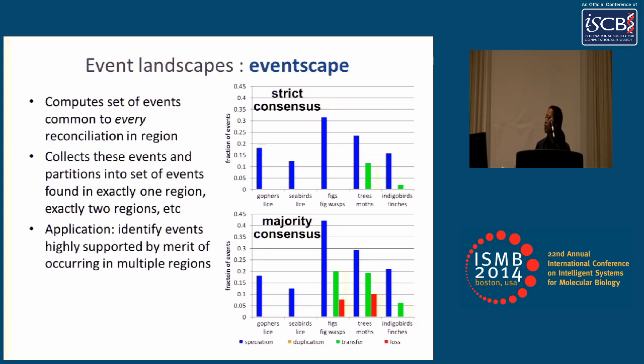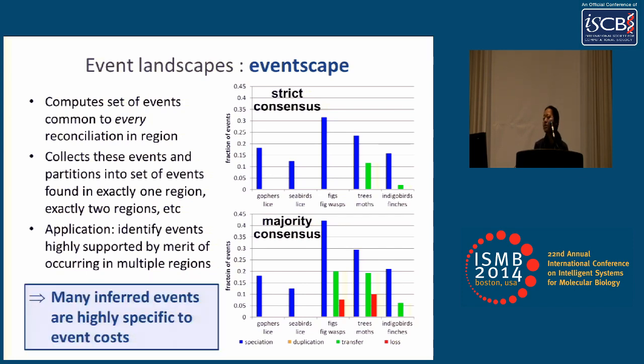Here, if we look at this example, we've looked at 5 different cases of co-evolution, and we see that speciations in blue tend to be pretty well represented, and transfers sometimes still survive, but duplications and losses actually are not very robust to my event cost assignments. If we look at majority consensus, we do slightly better. Speciations tend to be highly supported, and the other events somewhat supported. So what this says is that many of these events, in particular the duplication, transfer, and loss events that we might be interested in, do turn out to be highly specific to these event costs.